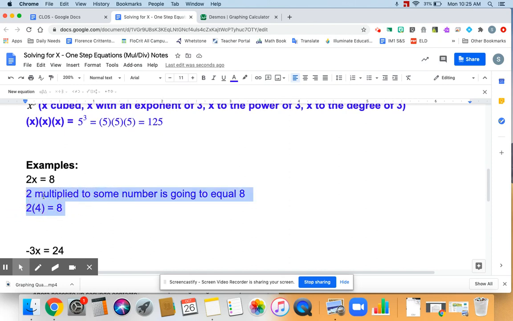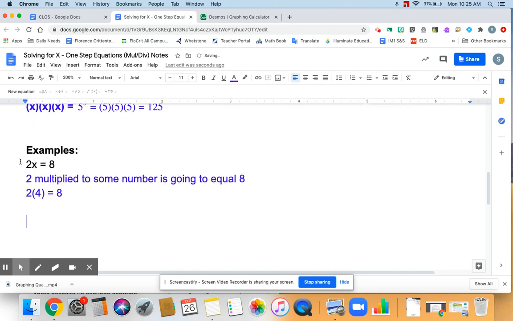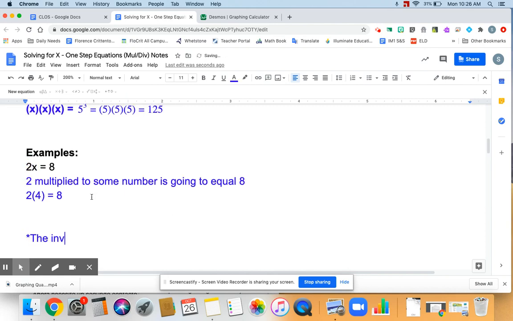But let's say I didn't know that. Let's say I didn't know my multiplication tables, and I don't know that 2 times 4 is 8. So I can't do it in my head. And I promise you there's going to be some that are much, much harder that you cannot do in your head. So if you cannot do it in your head, here's what you do. Since this is 2 multiplied to x, the inverse of multiplication is, what do you think the opposite of multiplication is? Division.